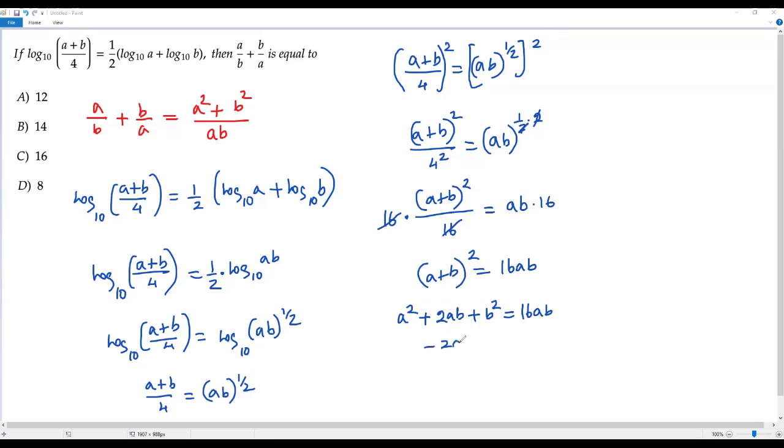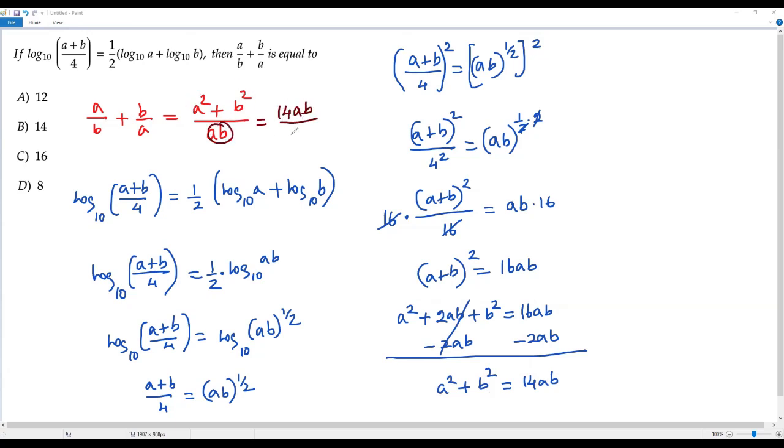Now let me subtract 2ab from both sides. When I subtract 2ab from both sides, positive 2ab and negative 2ab will cancel. Then I'm getting a square + b square on the left side. On the right side, when I combine 16ab and negative 2ab, I'm getting 14ab. Now I got the value that is equal to a square + b square. Now I'm going to plug in 14 times ab for this a square + b square. Let me do it. So we have 14ab for this a square + b square.